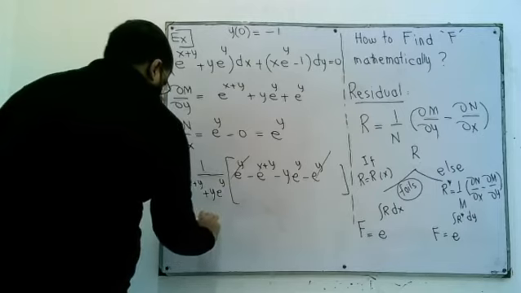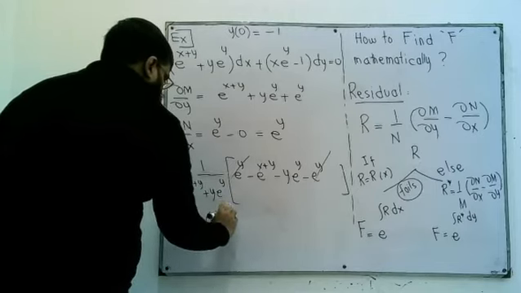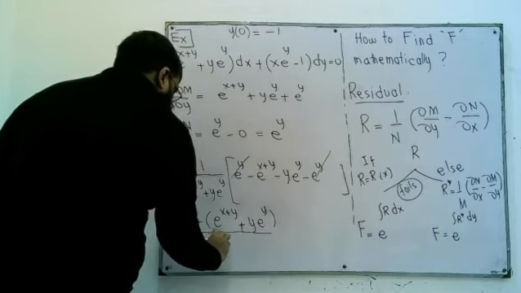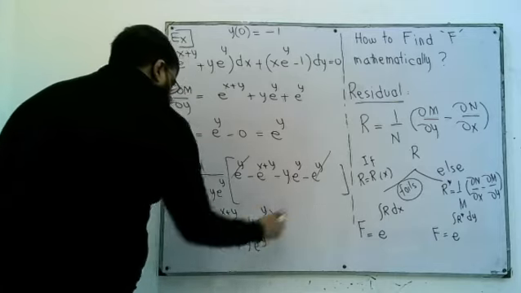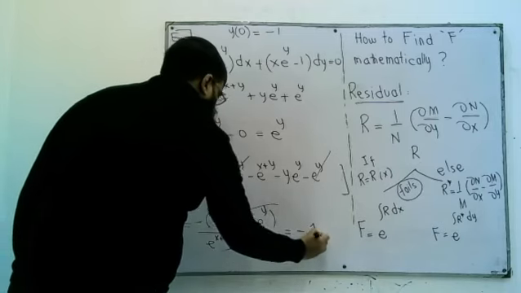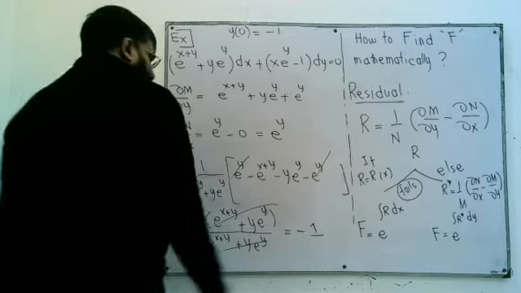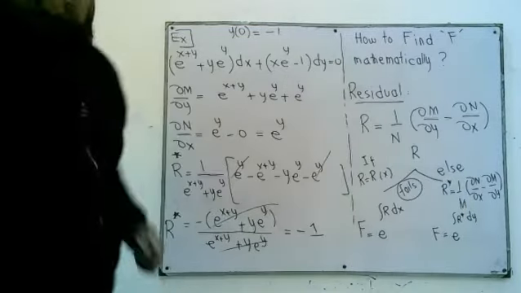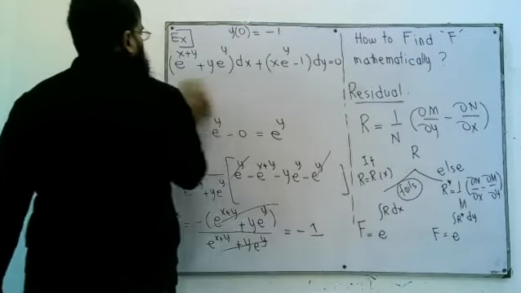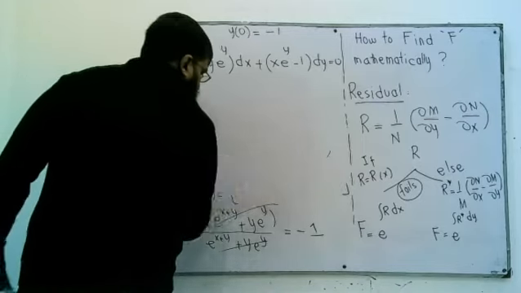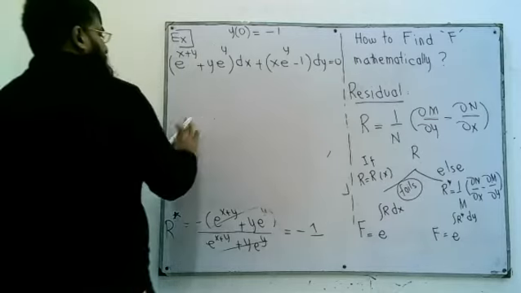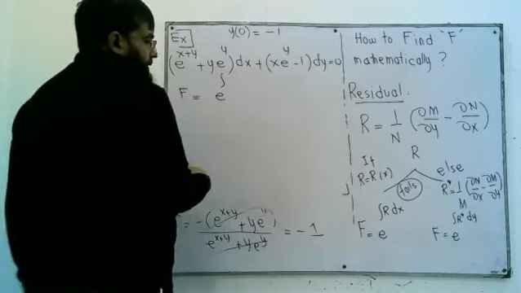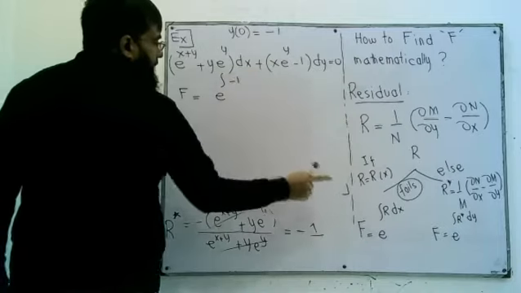If we take this minus common, the numerator is e to the x plus y e to the y, and the denominator is e to the x plus y e to the y. So the two cancel, and our r static comes out to be minus 1. Now we are going to compute f, which is e to the integral of r static. So f is the integrating factor, and f is e to the integral of minus 1 dy.